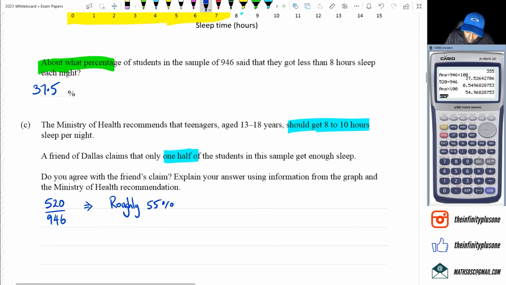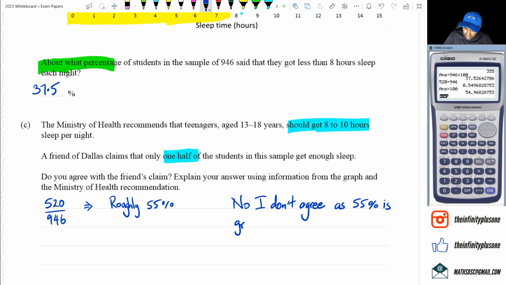So you could go two ways here. You could say no, I don't agree. And again, guys, this is something that I'm lazy at, but you have to write these sentences out. Don't write shortcuts like how I do it. I don't agree as 55% is greater than 50%, and that 50% is coming from that statement of 1/2.